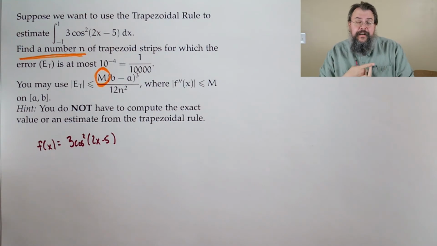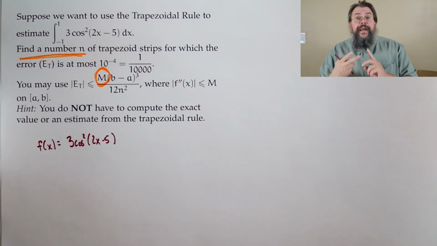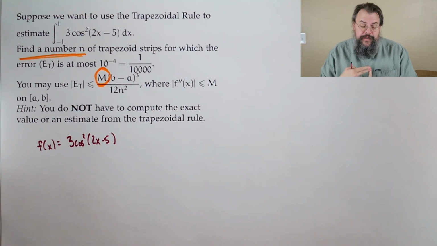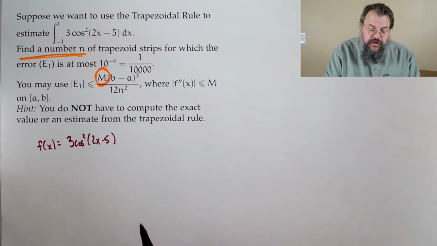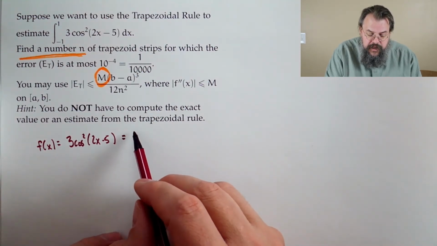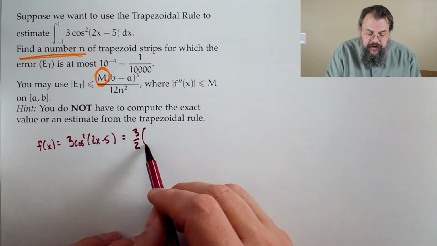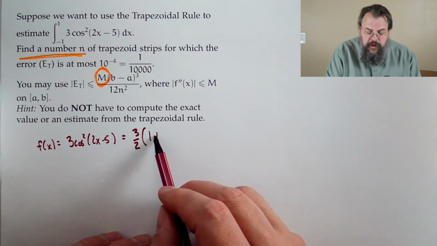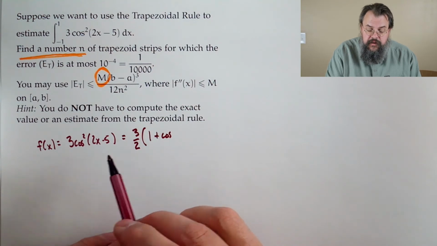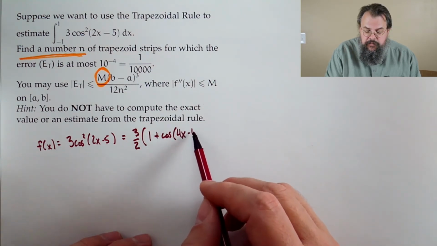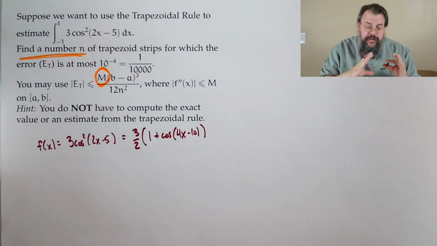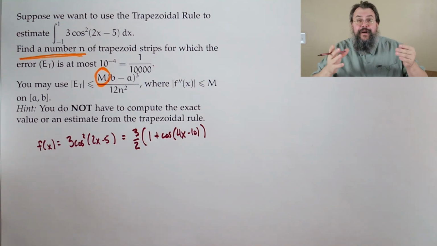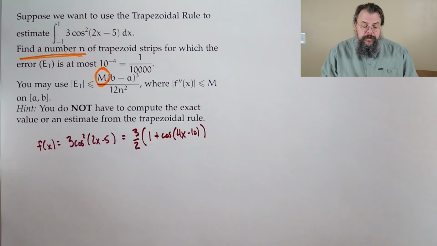Logs tend to simplify pretty well, and trig also tends to simplify pretty well. In particular, the square says I could reduce it by power reduction. So if we apply power reduction, cosine squared would be a factor of a half, and then 1 plus cosine of double the angle, so 4x minus 10. I took this cosine squared and replaced it by power reduction with something a little bit easier to work with.